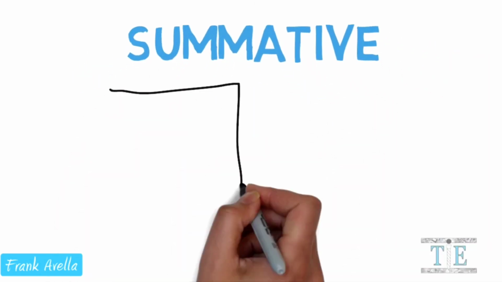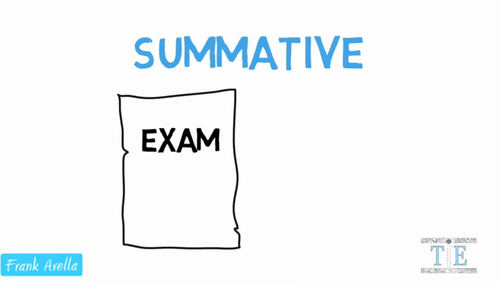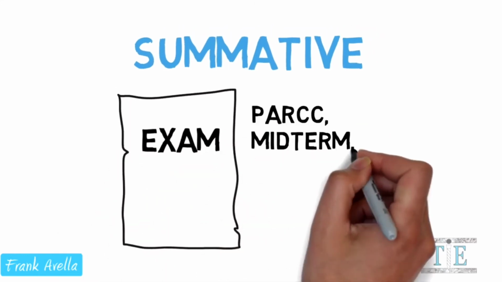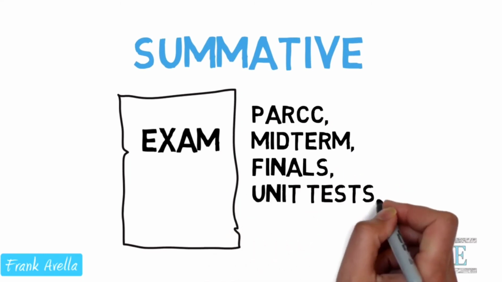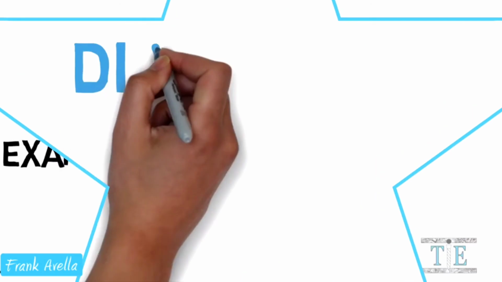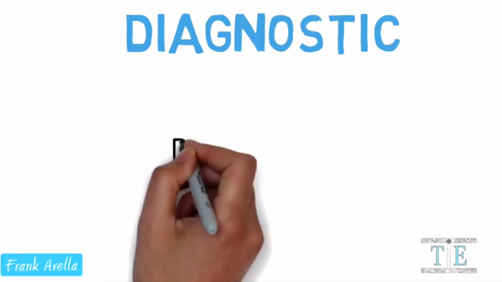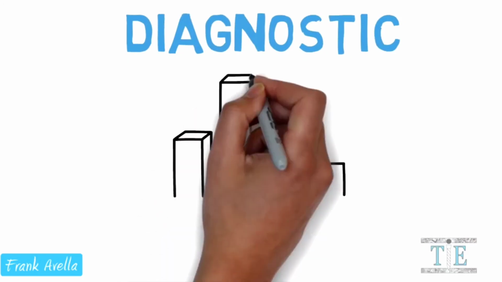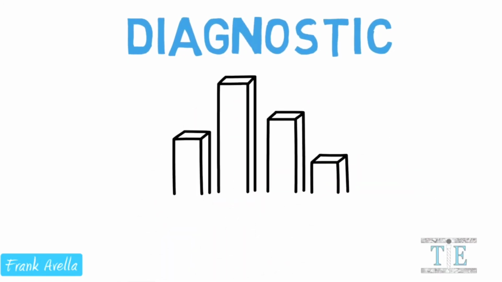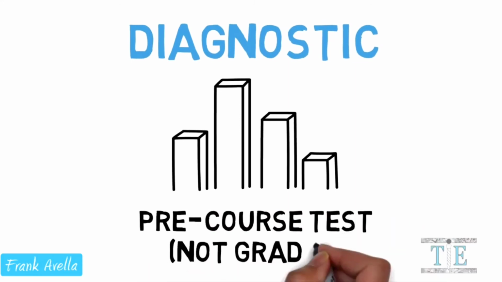Summative assessments. Summative assessments measure long-term academic goals, and they can be used for grading mostly. Examples include midterms, finals, unit tests, and projects. Next up, diagnostic assessments. They are used to get prior knowledge on students and to plan future instruction. An example would be a pre-course test.